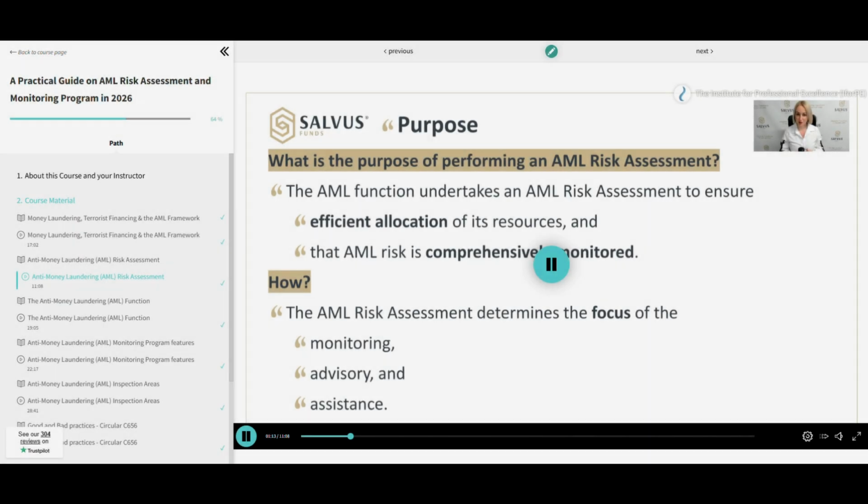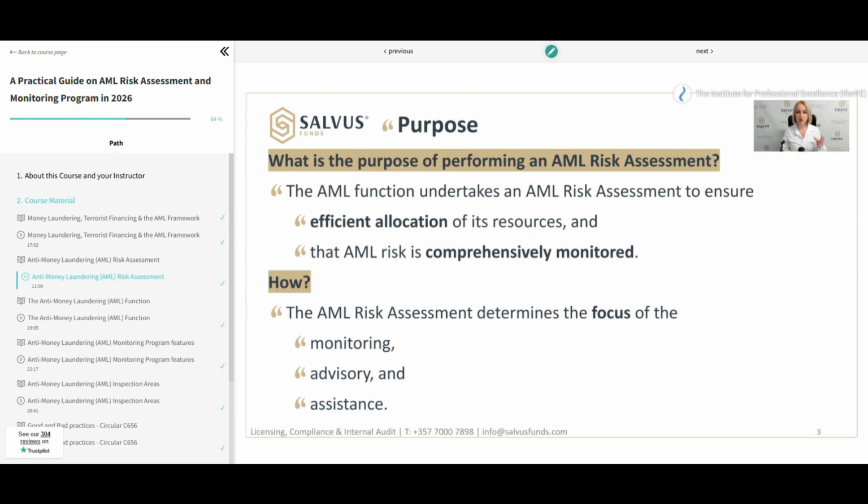Now, forming an AML risk assessment. The AML function undertakes an AML risk assessment to ensure the efficient allocation of its resources and to ensure that AML risk is comprehensively monitored. So, how does the AML risk assessment support this? The AML risk assessment determines the focus of the monitoring, advisory, and assistance activities of the AML function. This means that the assessment helps decide what should be monitored, where advice may be needed, and where assistance should be provided within the firm.